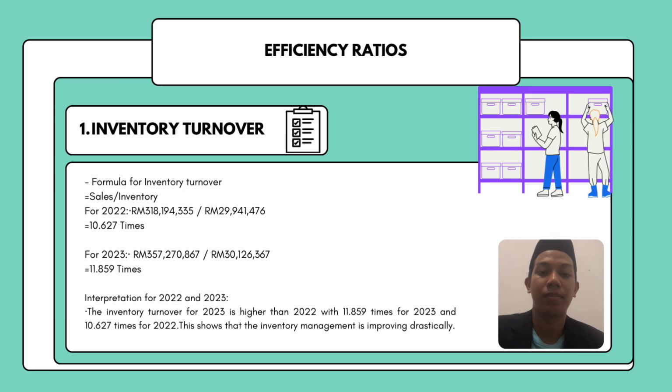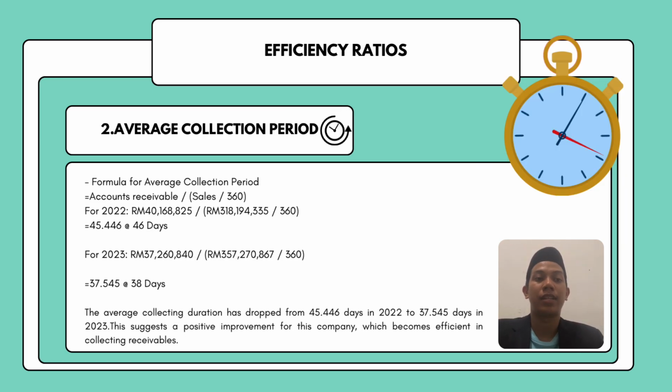So let's move on to the next part, which is the average collection period. The formula for the average collection period is accounts receivable divided by sales divided by 360 days. For 2022, we have RM 40,168,825 divided by RM 380,194,335 divided by 360 days. We have 45.446, or 46 days. So that is for 2022.